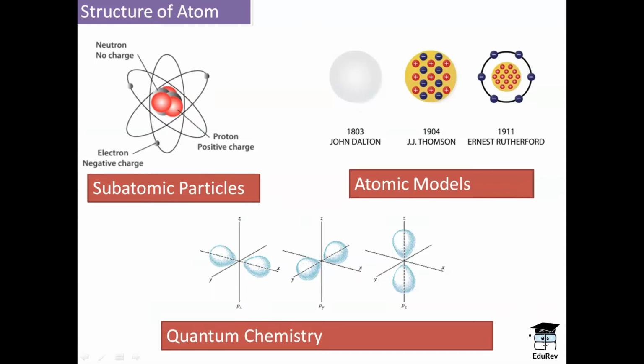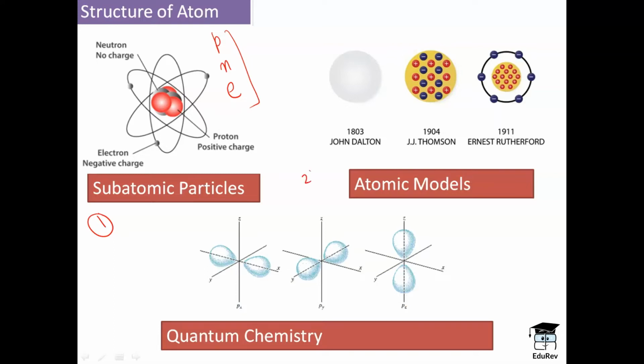For an easy understanding, I have divided this chapter into three portions. The first portion is that of subatomic particles. What are subatomic particles? The subatomic particles include protons, neutrons, and electrons. Who discovered them? How they were discovered? Their charges, their masses, everything will be discussed in this portion.